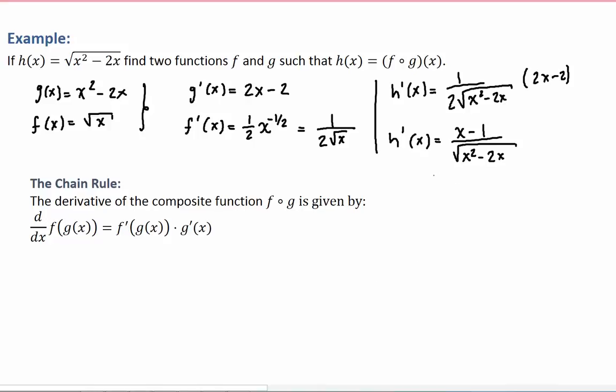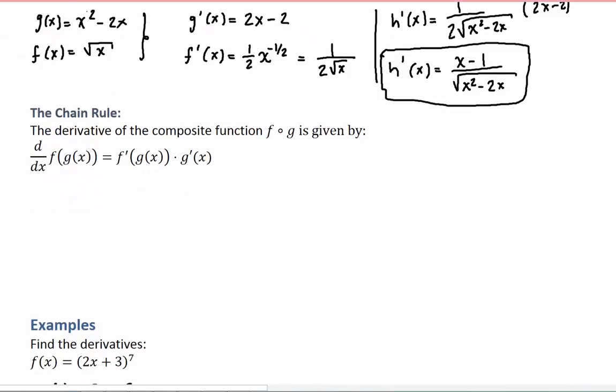So there you have it. You can calculate the derivative of an expression like h that we couldn't do before. There's no way we could have calculated this derivative before without using the chain rule. So let's do a few more examples to make sure that it all makes sense.